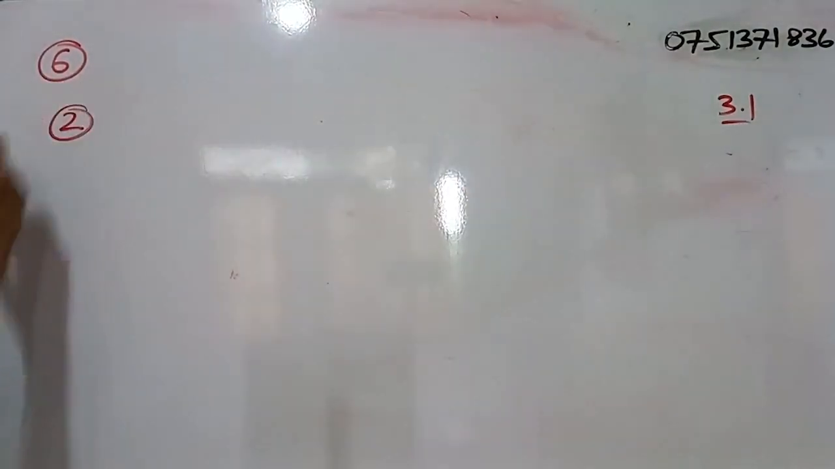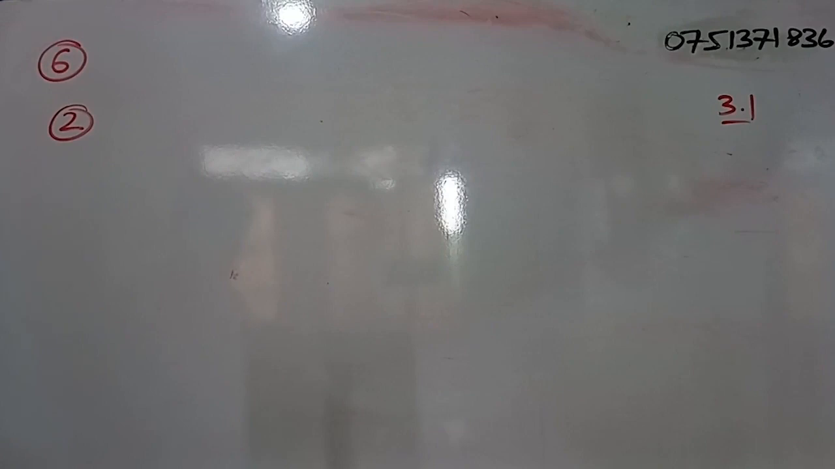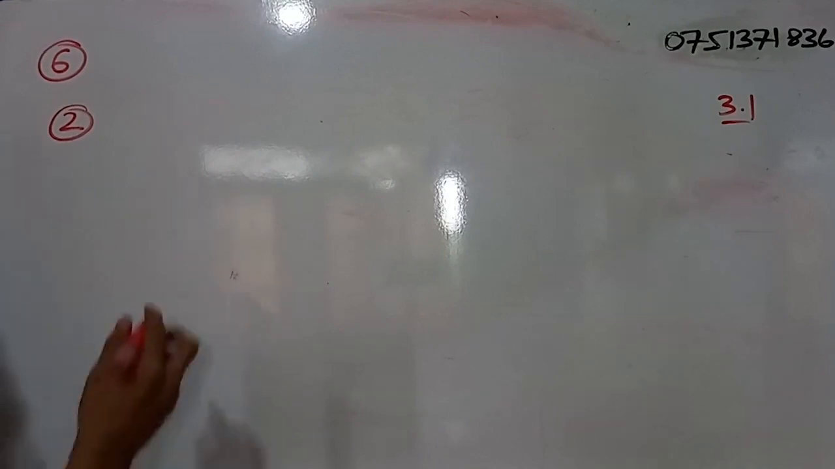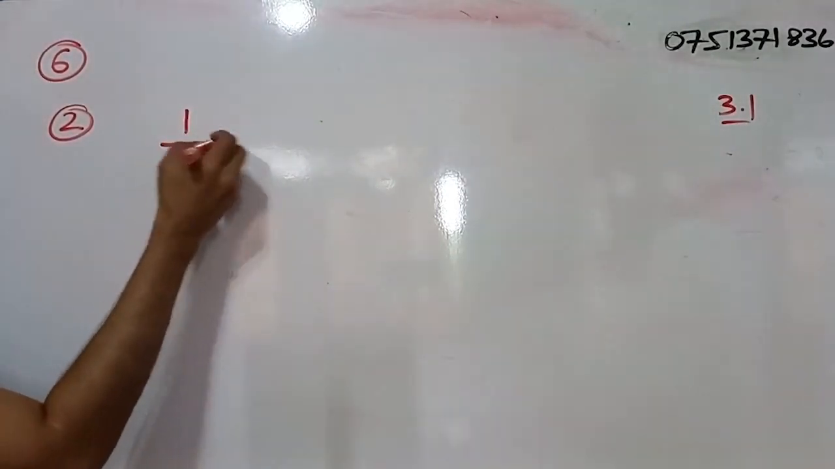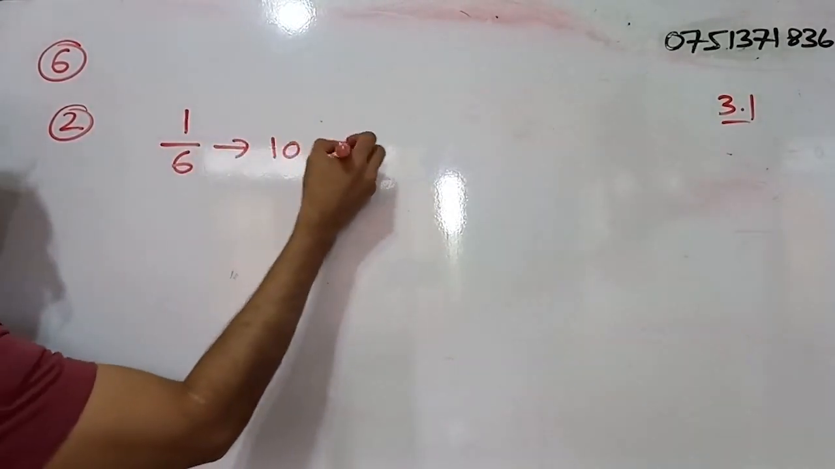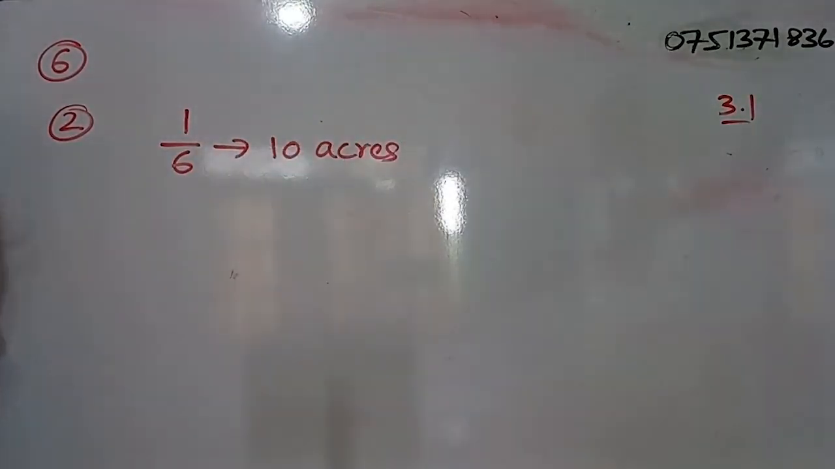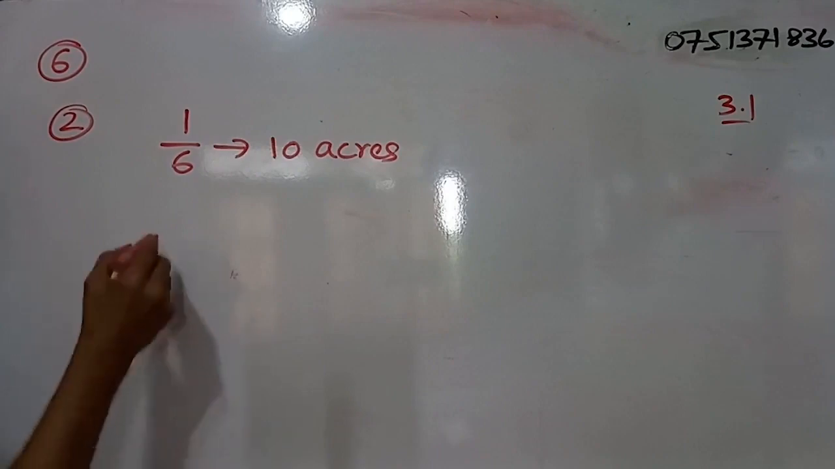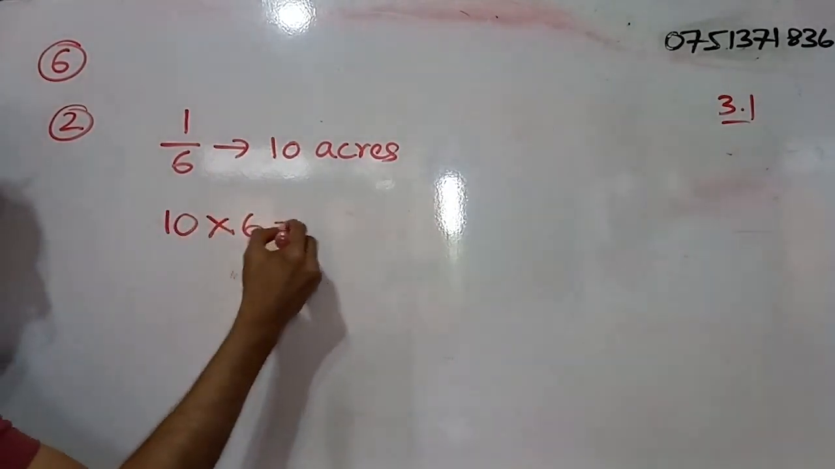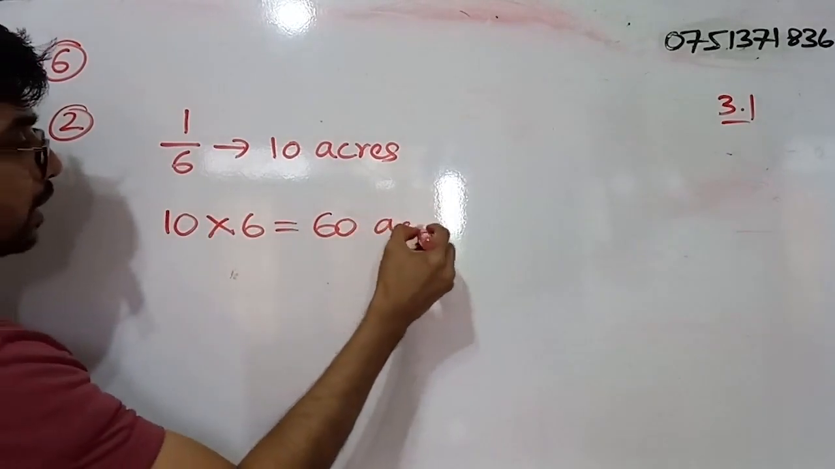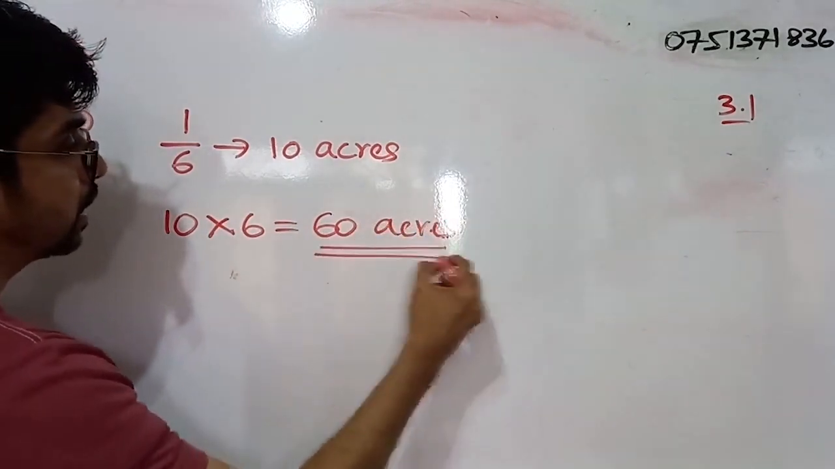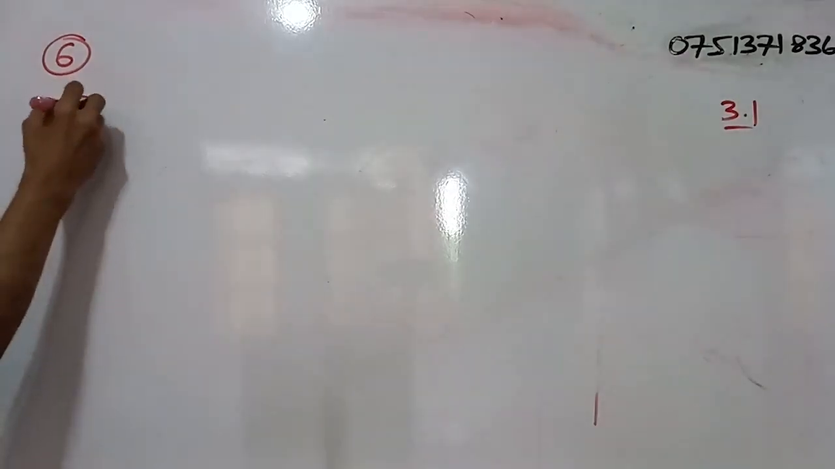Right. So this will be the answer. Part 2. How many acres is the whole plot of land? So we know 1/6 of it is equal to 10 acres. Right? So what is the whole amount? 10, we have to multiply that by 6. So we get 60 acres. 60 acres of land. Right.